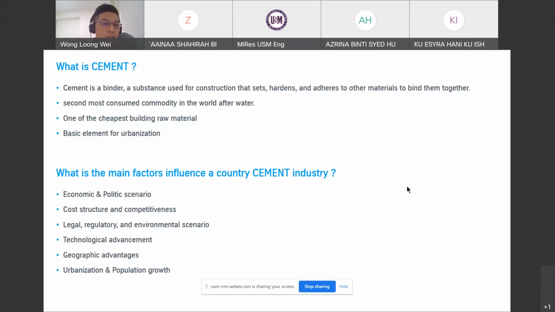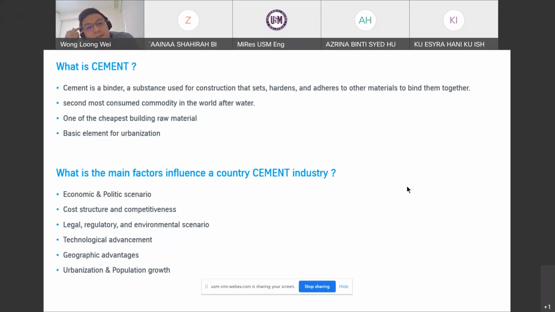What is meant by urbanization is that more and more people are moving to the city area. With more population in the city, we need to develop more structures, and this is a basic element to support the development of a city, of a country, to become more urbanized. And more people can stay in better buildings compared to the rural area.